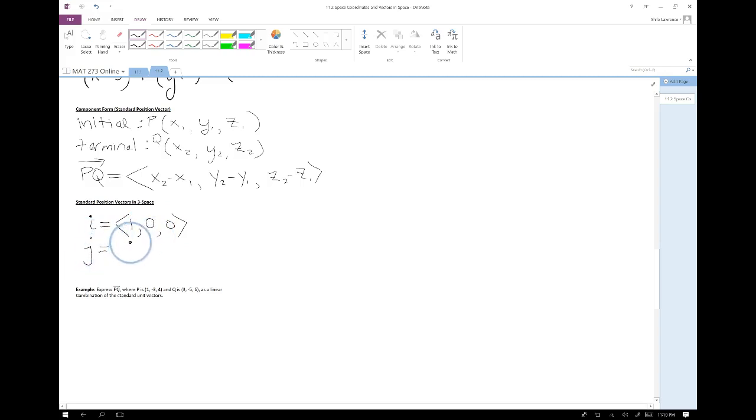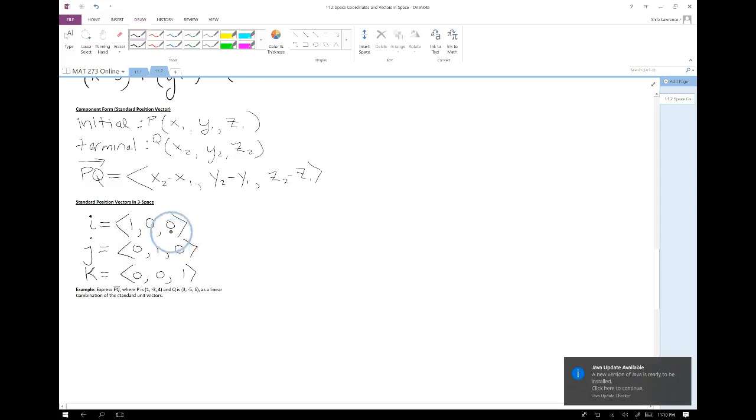j is still a 1-unit vector in the y direction. And you could probably guess that we're just going to continue on with the alphabet and define our 1-unit vector in the z direction as k. And its components would be 0, 0, 1. So i and j look very similar to how we defined them before. The only difference now is, since these are 3-dimensional vectors, they need a third component. And then we can also use k, which is a standard unit vector in the z direction.